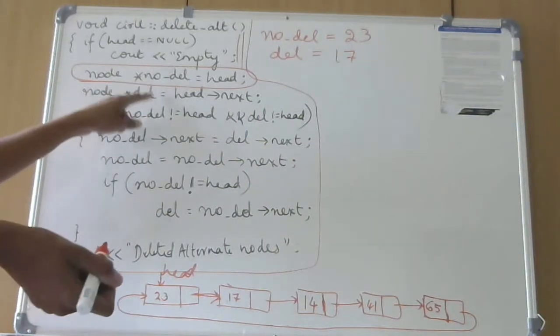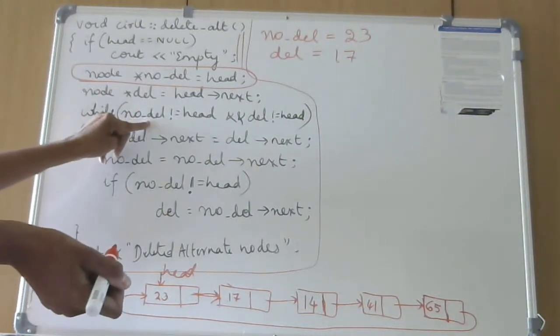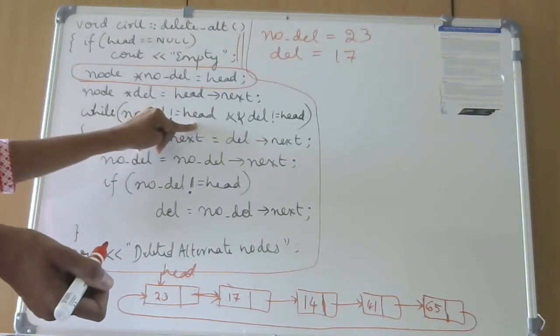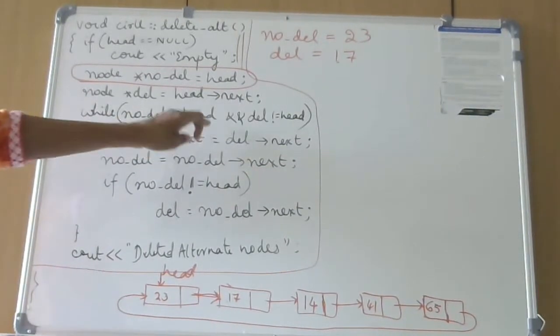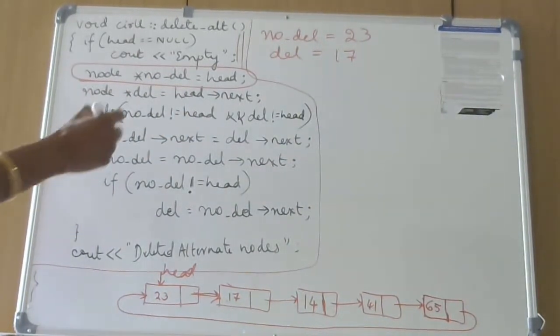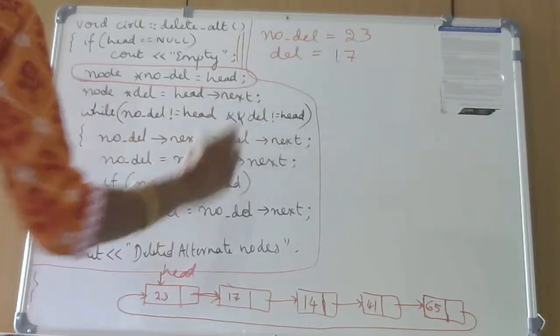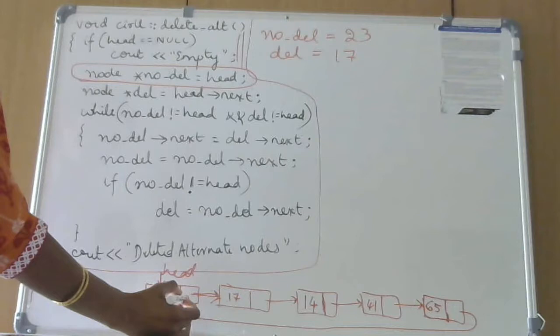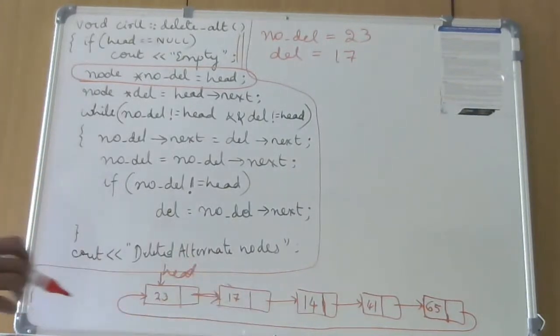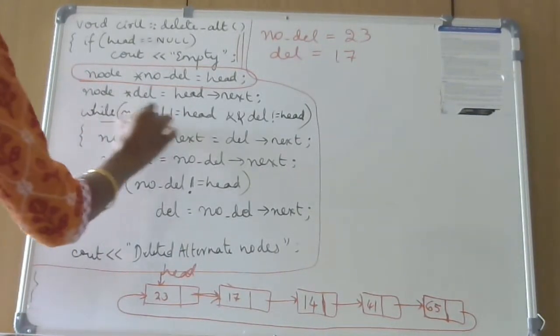Now, these two we have initialized. Next, while noDelete is not equal to head and delete is also not equal to head. Not equal to head means both are not the last node. Only if it is the last node, it is going to point back to head, correct? So both are not pointing to the last node. Is it pointing to head? noDelete, no. Delete also is not pointing to head. So this condition is satisfied.